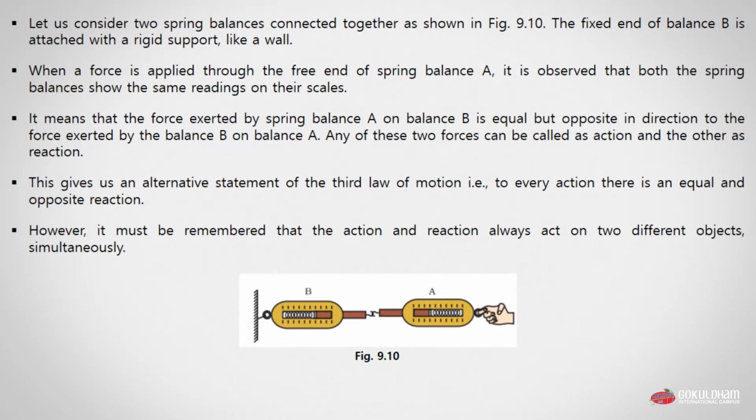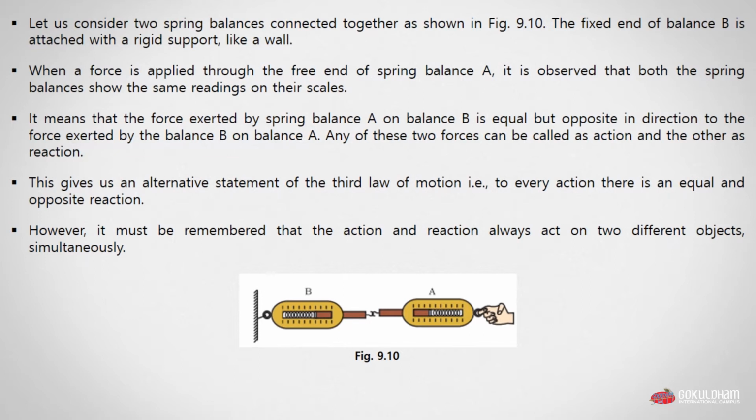Let us take an example. Consider two spring balances that are connected together as shown in figure 9.10. The fixed end of balance B is attached to a rigid support, like a wall. When a force is applied through the free end of spring balance A, it is observed that both the spring balances show the same reading on their scales. It means that the force exerted by spring balance A on balance B is equal and opposite in direction to the force that is exerted by balance B on balance A.